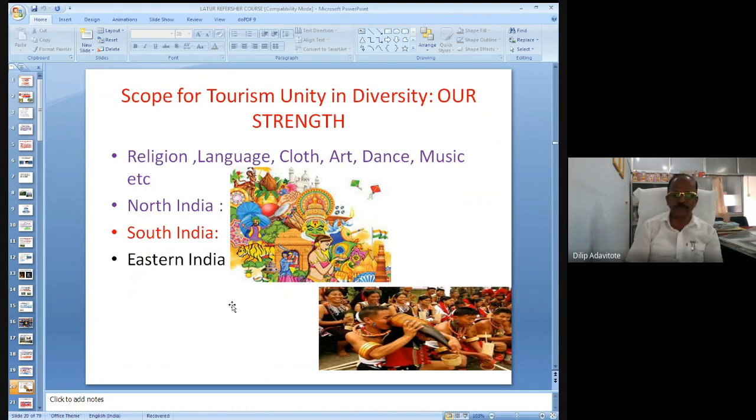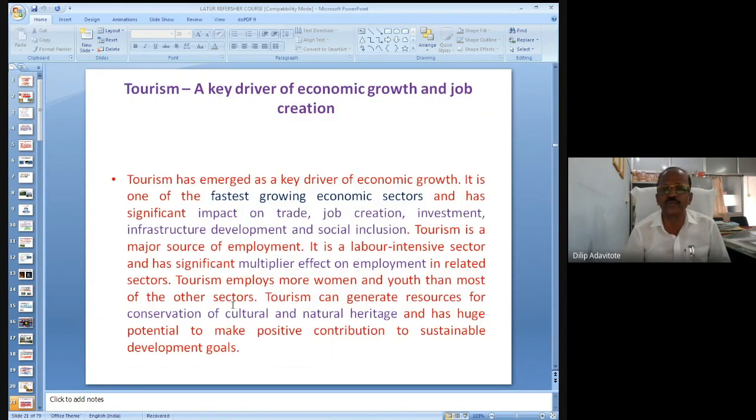Compared to North India, South India, East, West India, each and every part of our country, we are having differences in all kinds, but we are united. And this unity in diversity is our strength, and we can utilize it from our tourism point of view.